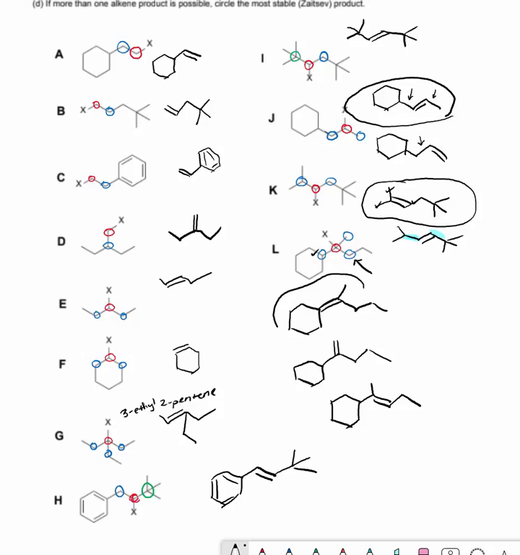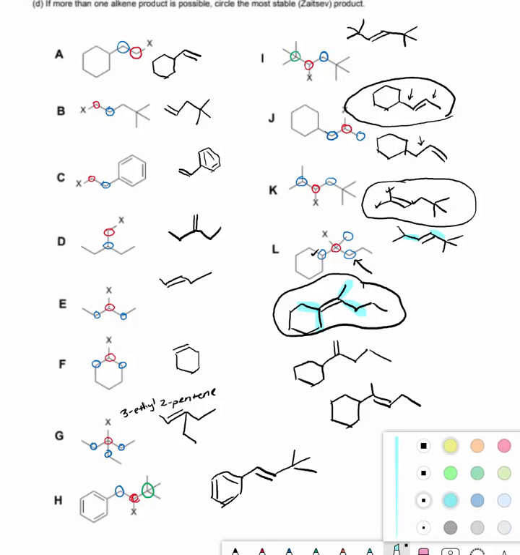Well, this is the most substituted. There are 4 carbon groups, 1, 2, 3, 4. Therefore, this is the most stable. On the other ones, we have 2 carbon groups on this potential product, and 3 carbon groups on this potential product. And that's why the top one is the most stable. It's the most substituted.